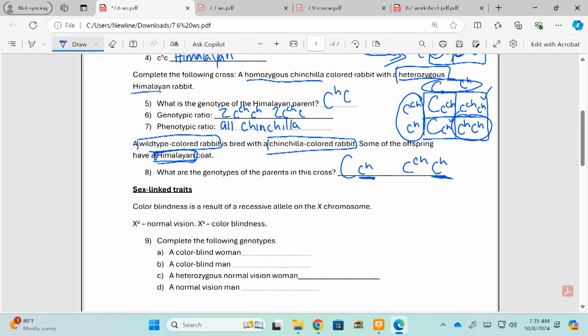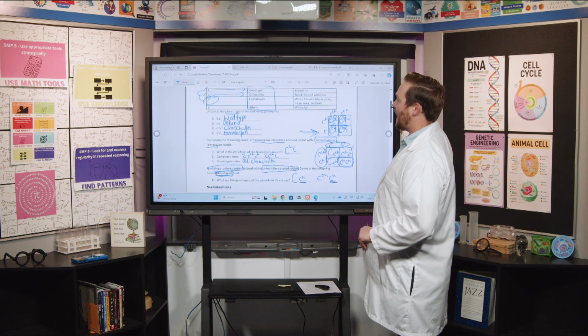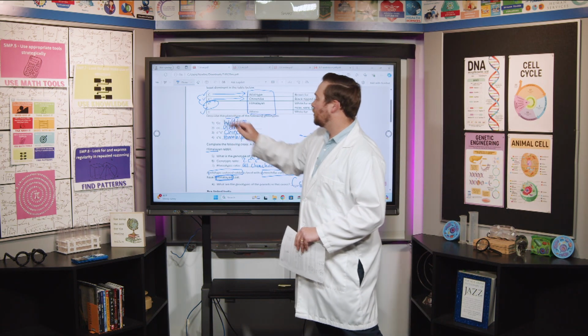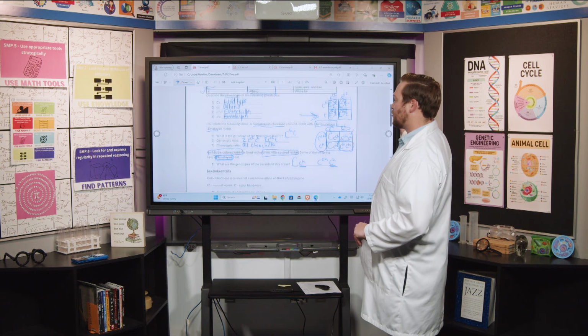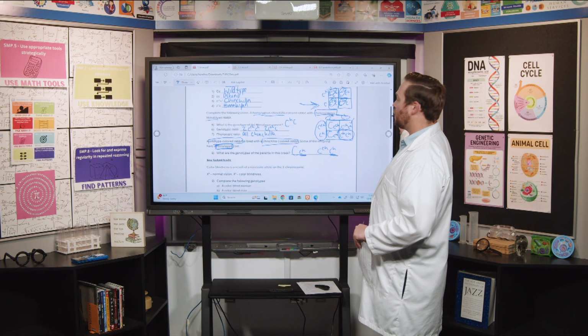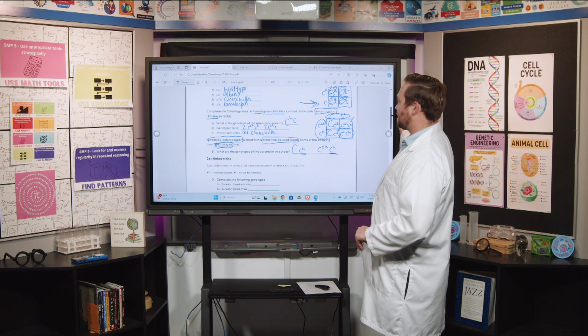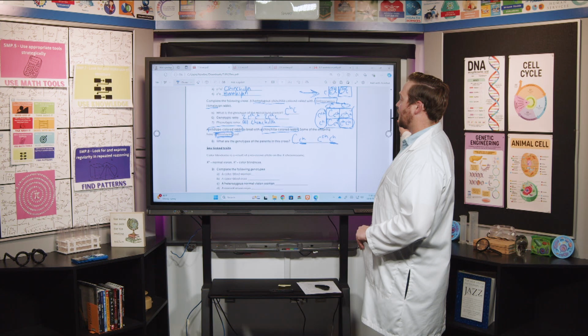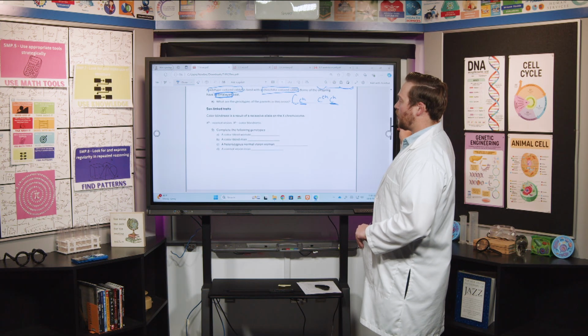And I would say there's actually one more combination. Either of the parents could have had an albino allele, and this would probably still work out just fine. So if you had one of them with the albino, as long as one of the parents has that Himalayan colored coat, you're fine and you've done this correctly. Okay, great. So let's move down.